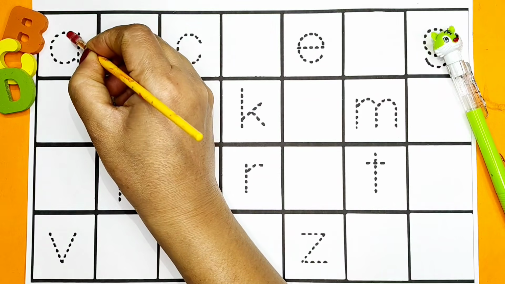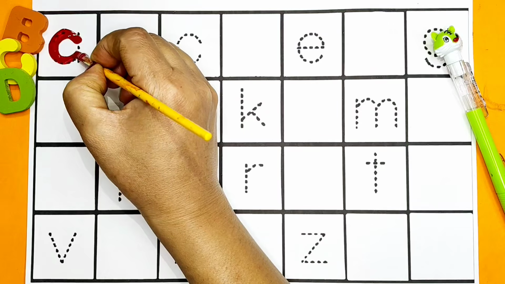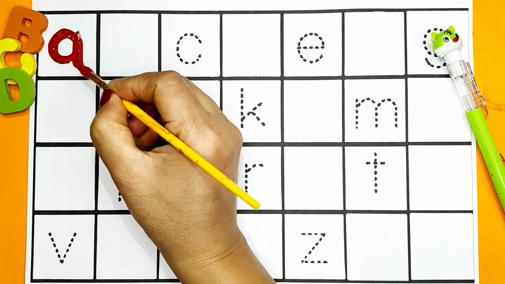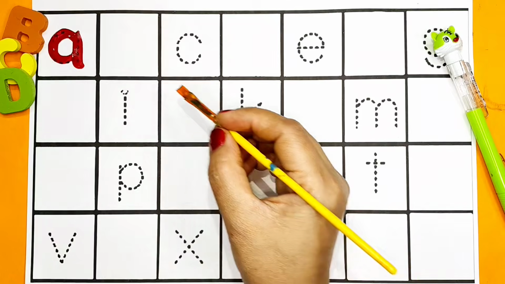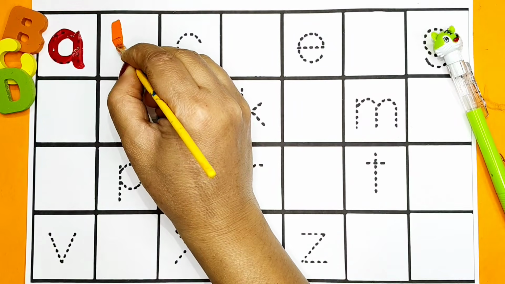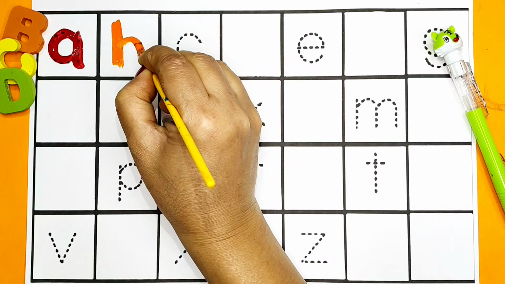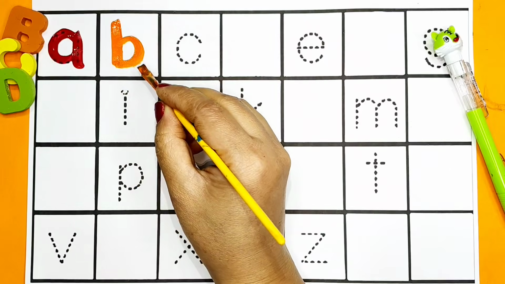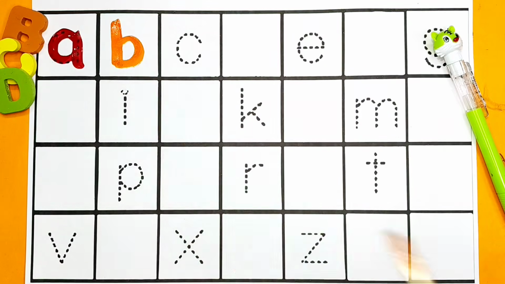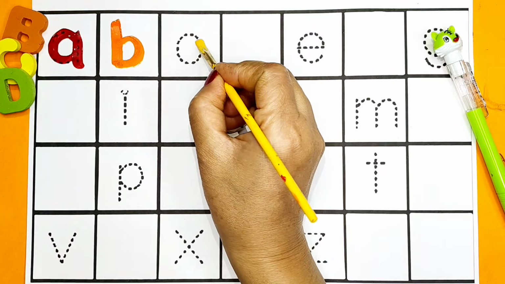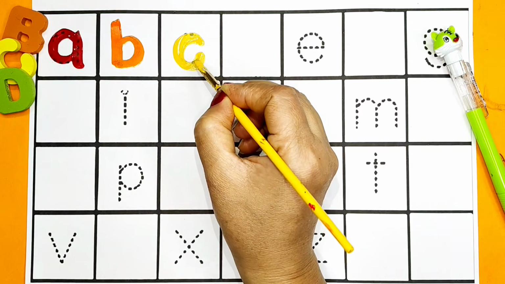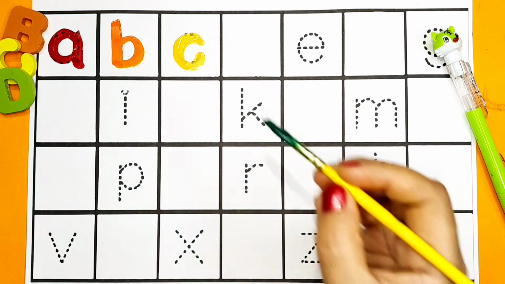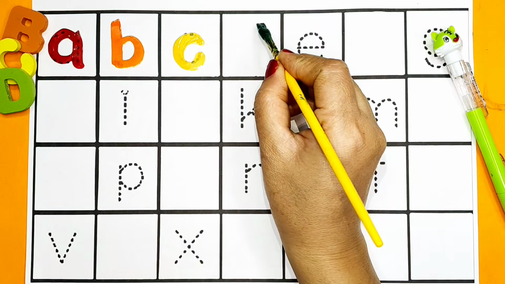Red color. A. A for apple. Orange color. B. B for butterfly. Yellow color. C. C for candle. Dark green color.